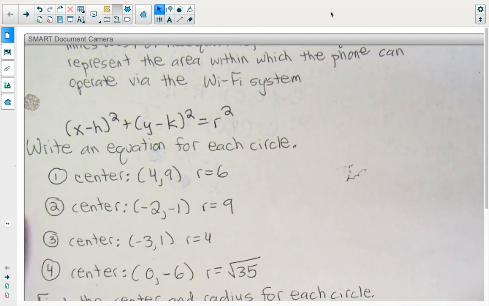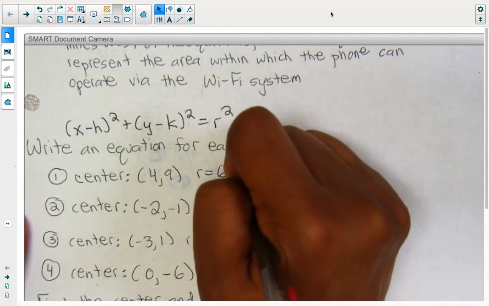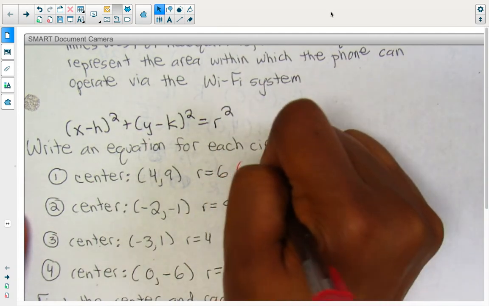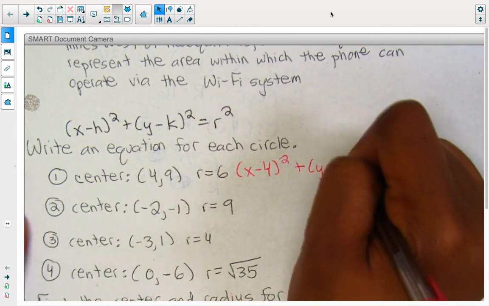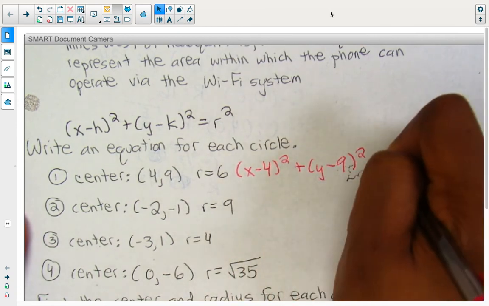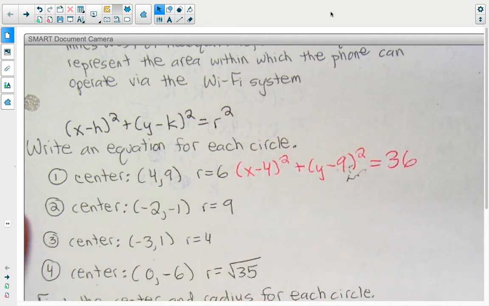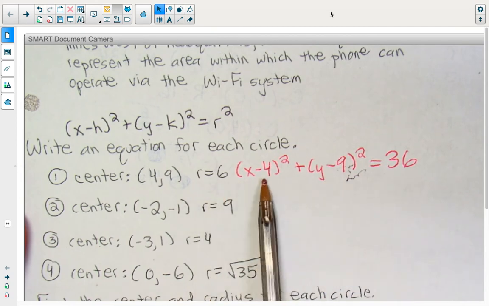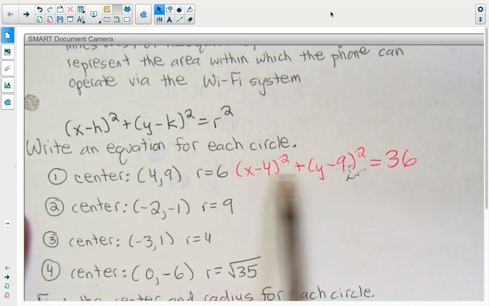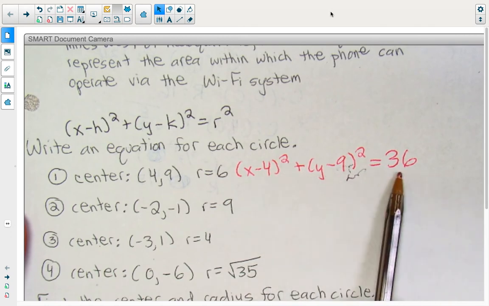So for this first one, our equation is going to be x minus 4 squared plus y minus 9 squared equals 36. How did I get that? Well, they gave us the center, so you're going to take the opposite and go ahead and plug that in. Take 6 times 6, and that gives you 36. So inside the parentheses gives you your center. Take your radius and square it to get the last number here. All right, let's do another one.